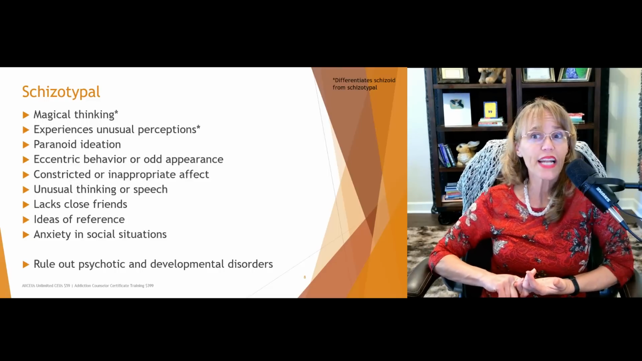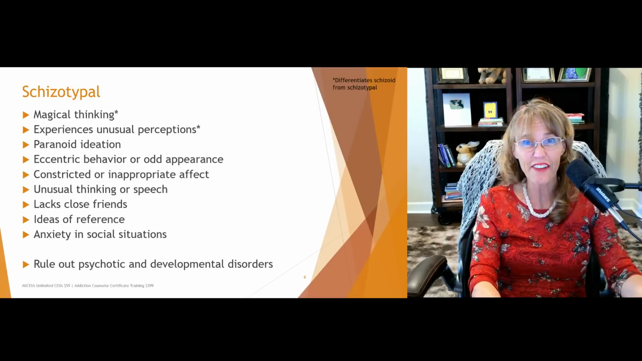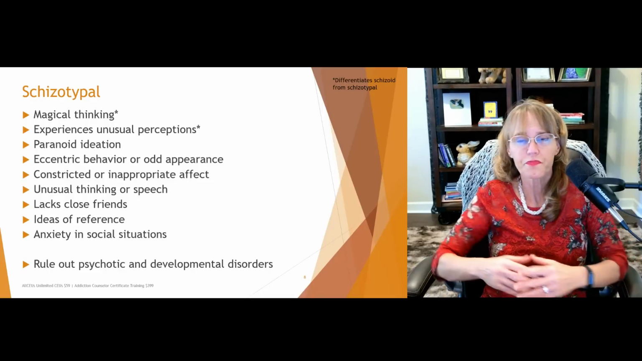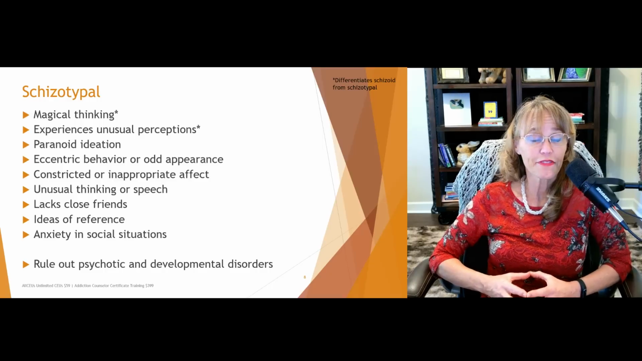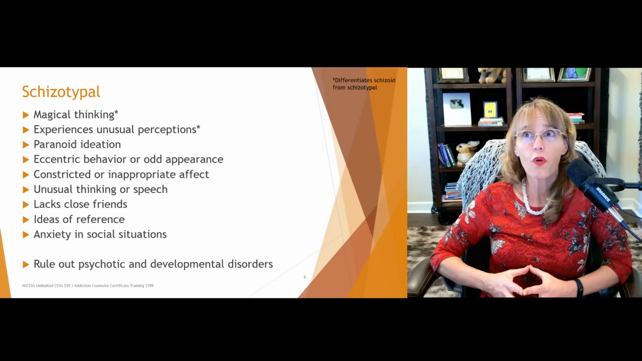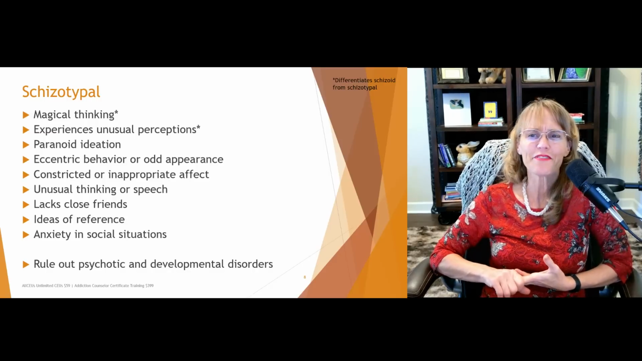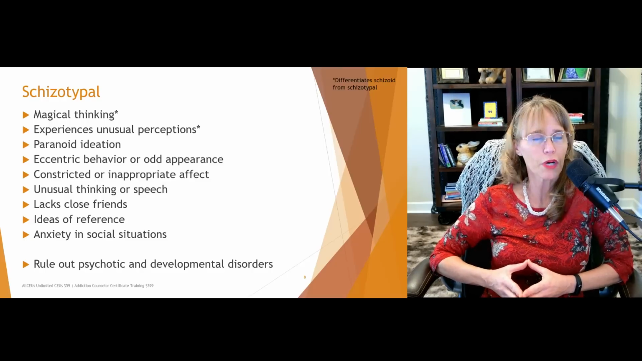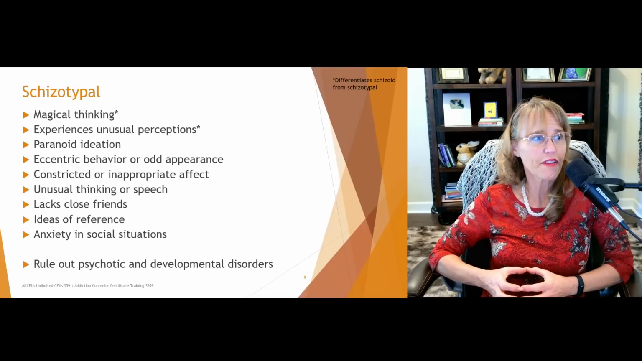Constricted or inappropriate affect. So you may have constricted affect. Again, the person has a flat affect, not really reacting the way you would expect, if at all. Or sometimes inappropriate affect. They may laugh when you would expect them to cry. That's generally the example we give. And sometimes this is a behavior that develops because it wasn't safe to cry. So they had to learn some other way to emote when they were feeling devastated or terrified.